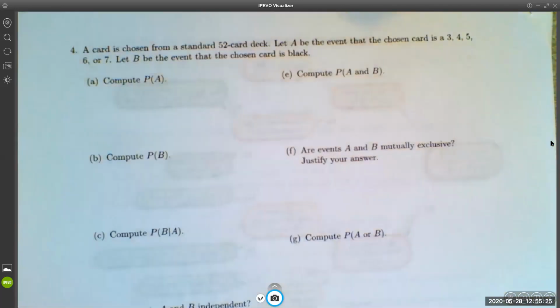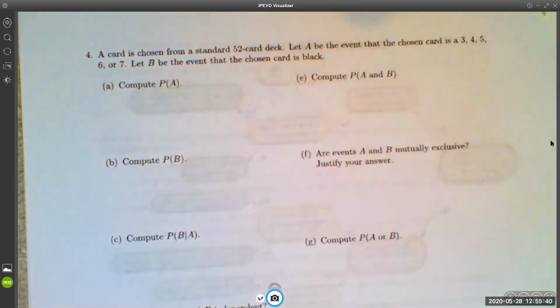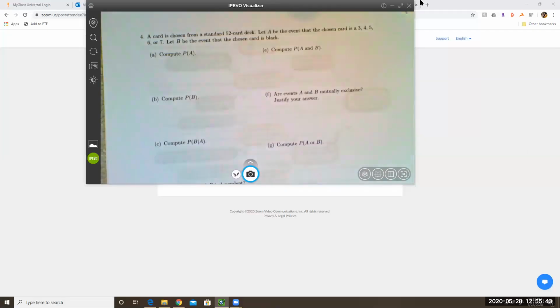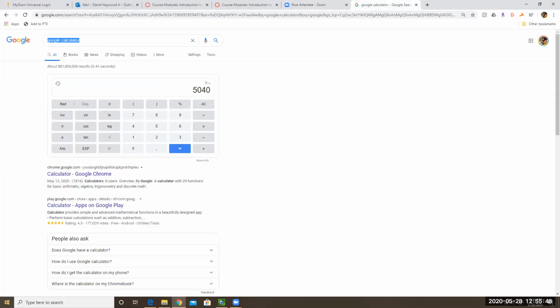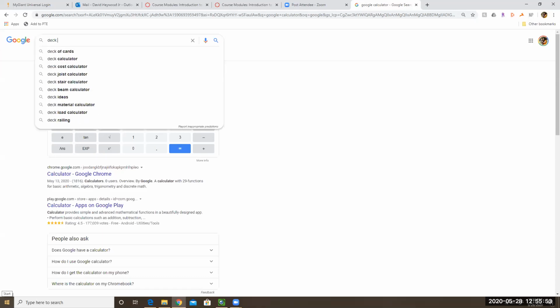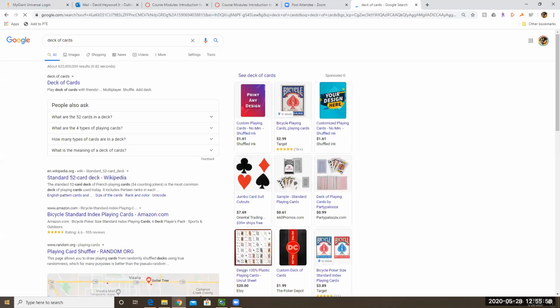It says a card is chosen from a standard 52-card deck of cards. Let A be the event that the chosen card is a 3, 4, 5, 6, or 7. And let B be the event that the chosen card is black. And then we want to compute all kinds of things. But a good thing to do would be to pull up a standard 52-card deck so that we all are on the same page about what these things look like. It's come to my attention that not everyone knows what a deck of cards looks like. Some of you don't play cards for whatever reasons.